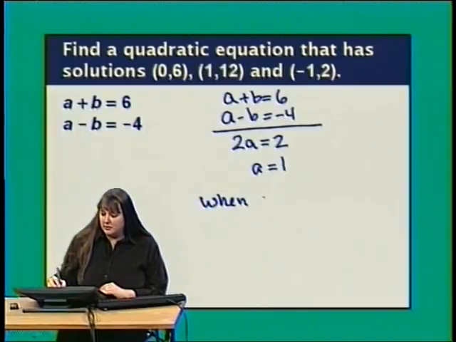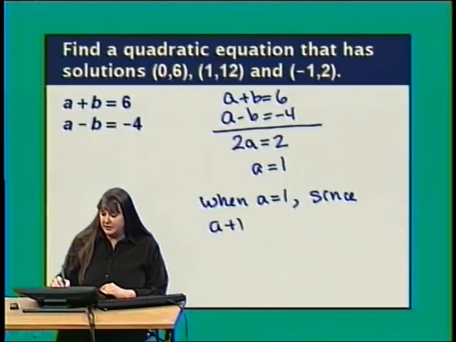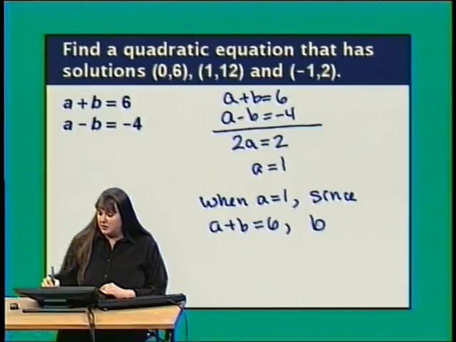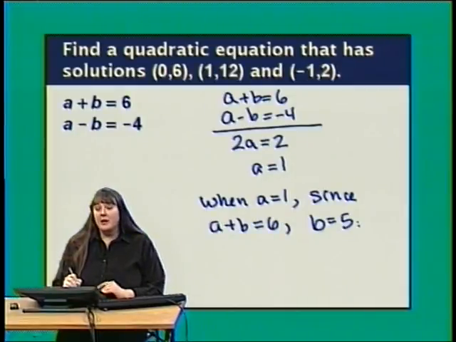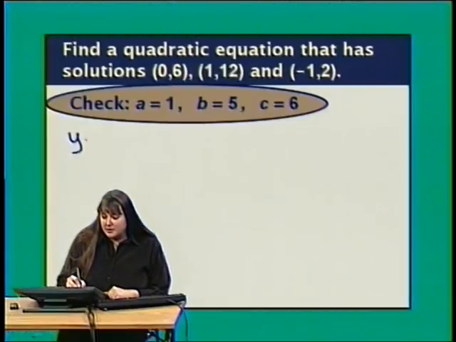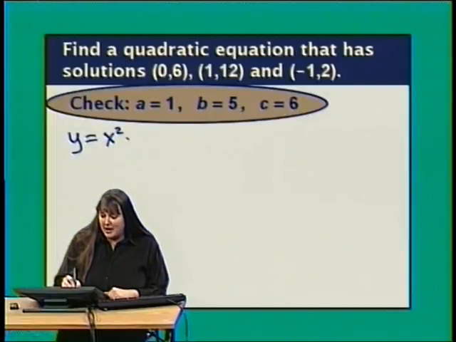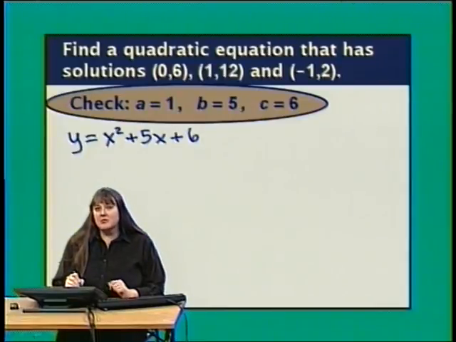Well, when a equals 1, since a plus b equals 6 from that first equation, b would have to be 5. And we already knew c was 6. So we've got a is 1, b is 5, and c is 6. I need to check those. Well, let's think about the quadratic equation we'd be thinking about here. Standard form again. y equals ax squared. So in this case, 1 times x squared is just x squared. Plus bx. b is 5, so plus 5x. Plus c, and c is 6. So the quadratic equation I'm coming up with is y equals x squared plus 5x plus 6.